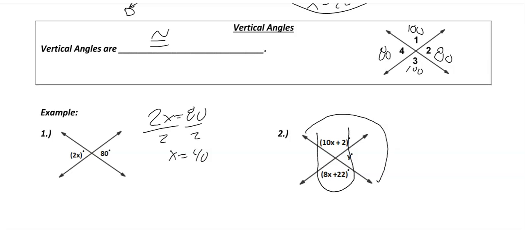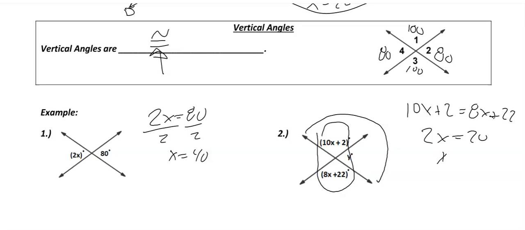Let's look at this first. These are vertical angles. Vertical angles are congruent. If they're congruent, you can set them equal to one another. 10x plus 2 equals 8x plus 22. Minus 8x minus 8x is 2x. Minus 2 is 20. So you get x equals 10.